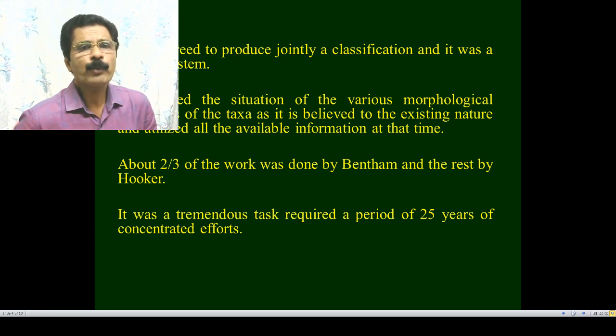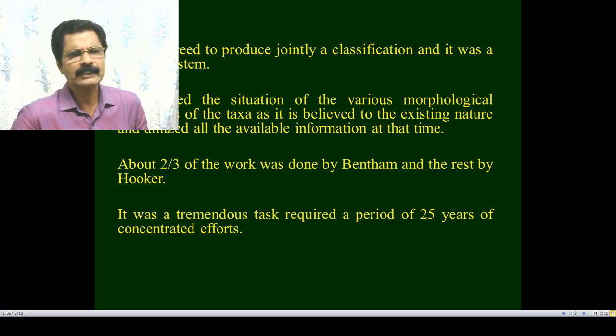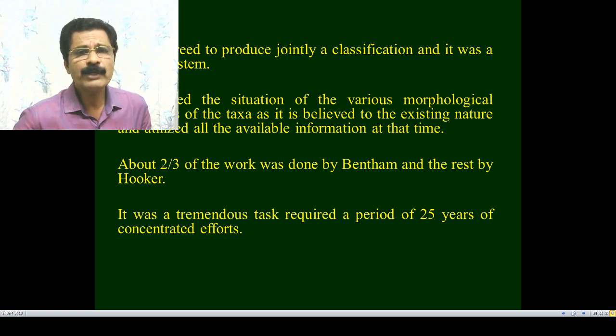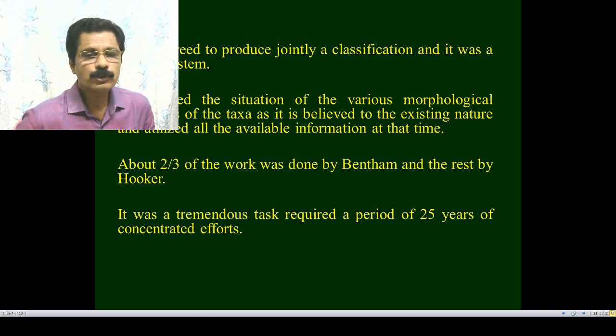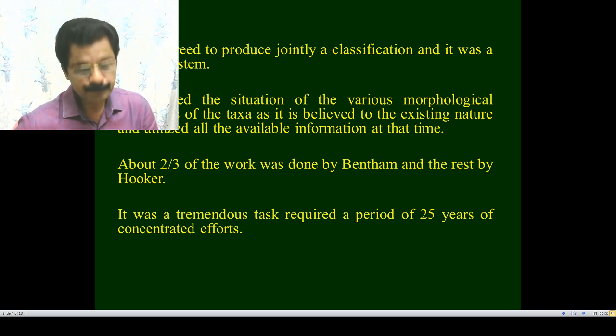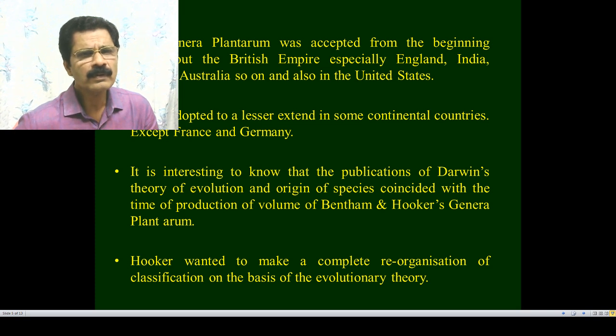They agreed to produce jointly a classification, and it was a natural system. It reflected the various morphological characters of the taxa, as they were believed to exist in nature, and utilized all the available information at that time. About two-thirds of the work was done by Bentham and the rest by Hooker. It was a tremendous task which required a period of 25 years of concentrated effort.